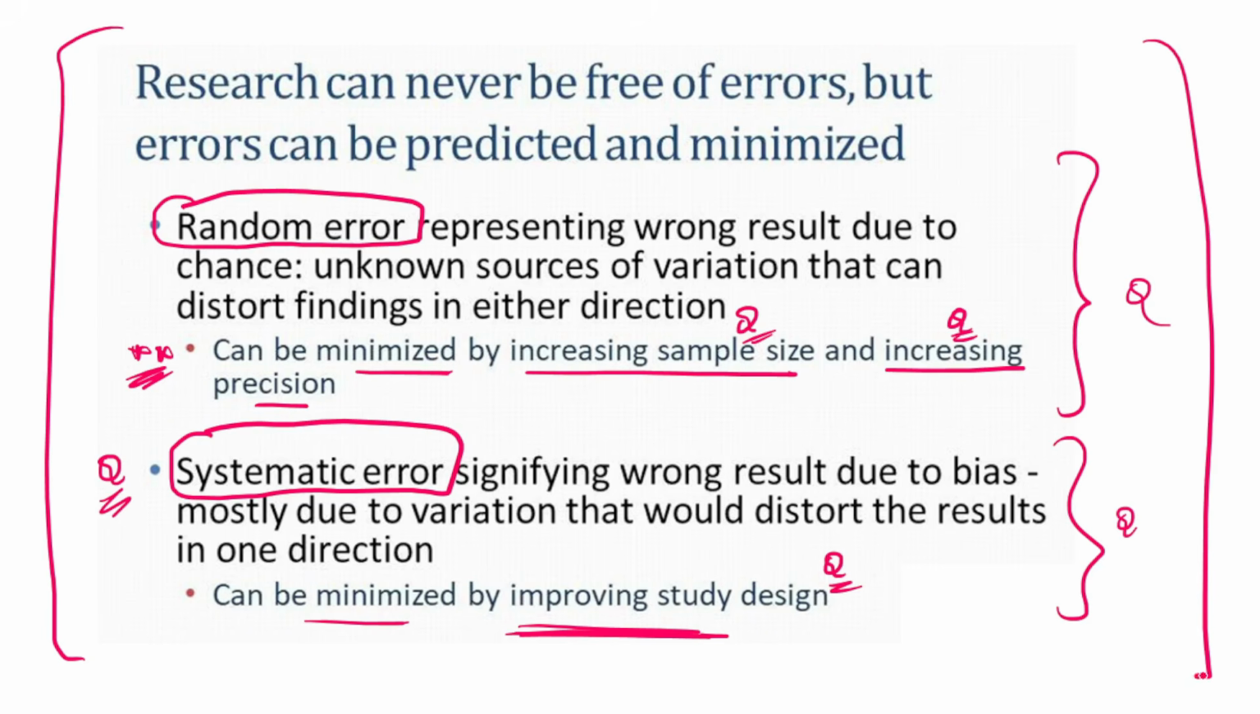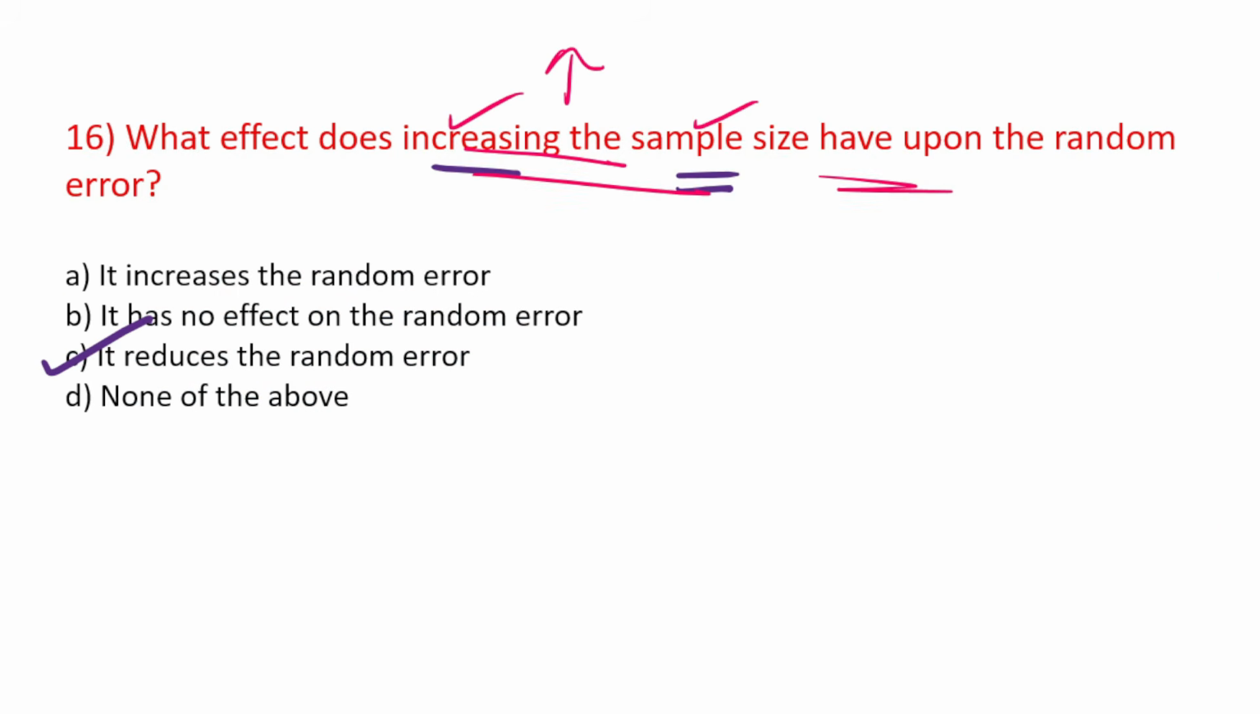From this chart, I request the students to become perfect with this chart. How to decrease the random error, how to decrease the systematic error should be on your fingertips. More specifically, how to decrease the random error just by increasing the sample size and increasing the precision. Please remember this chart, the question, and also the answer for this question.